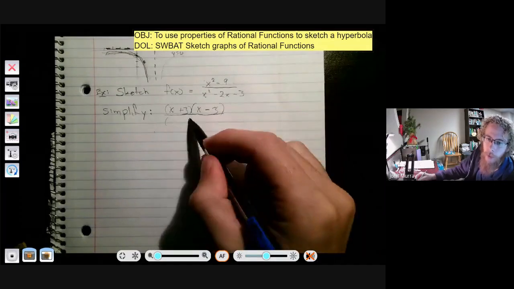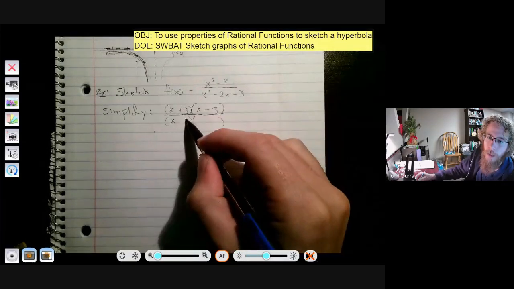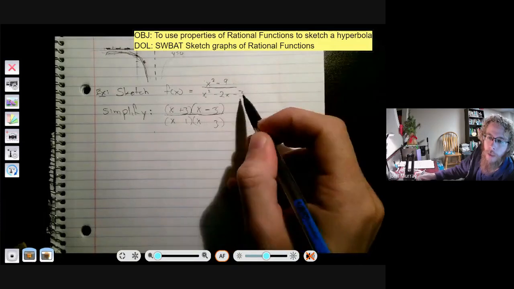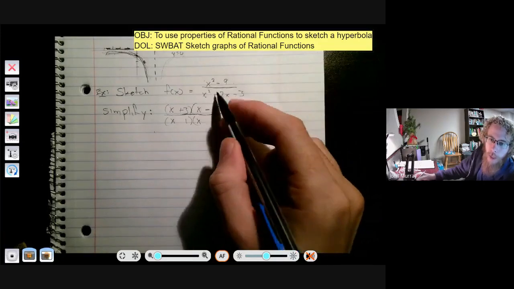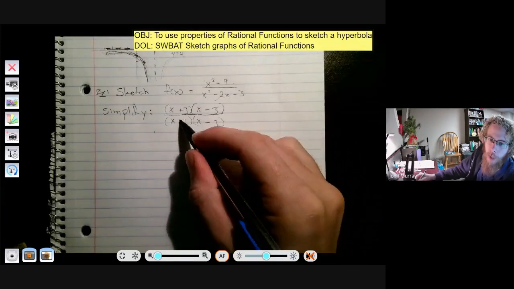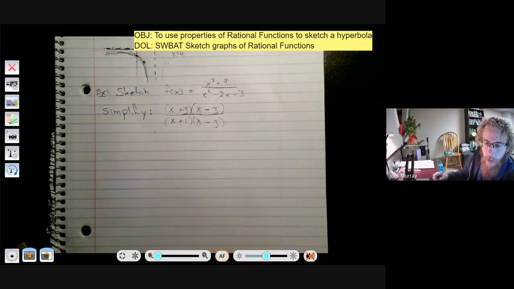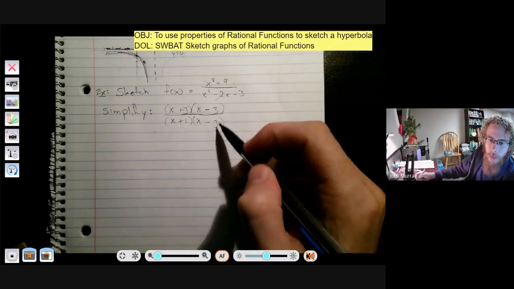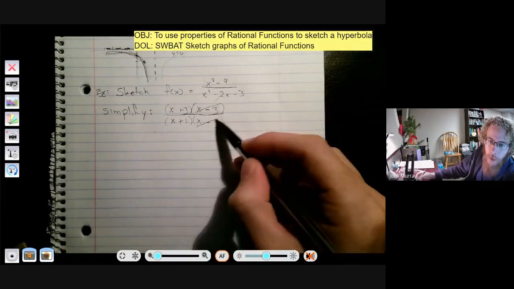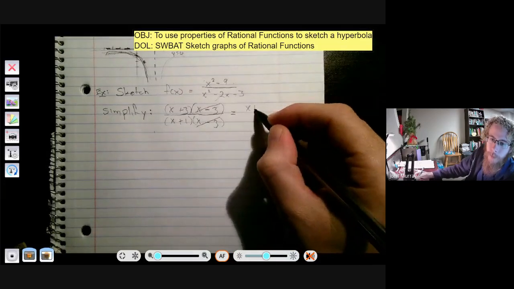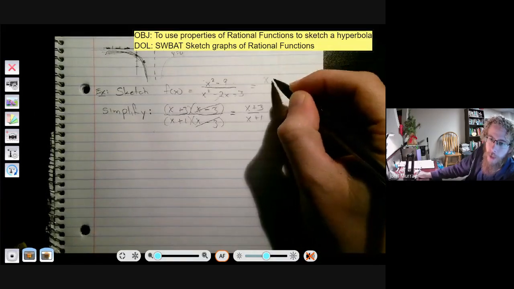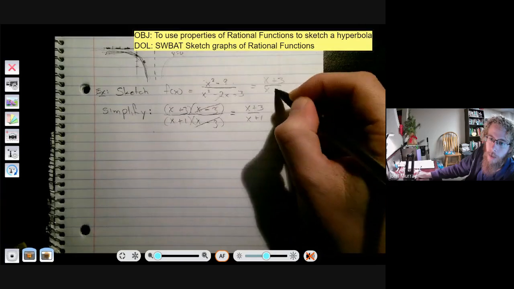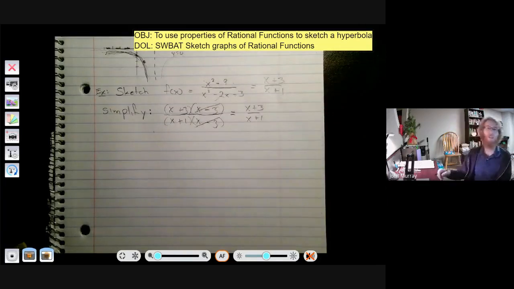Denominator: two numbers that multiply to 3 are 1 and 3. It's negative, so one of them is negative and one is positive. The middle term is negative, so the larger number, 3, is going to be negative, and there we have that. Both of these share a factor of x minus 3, so our simplified version is (x plus 3) over (x plus 1).